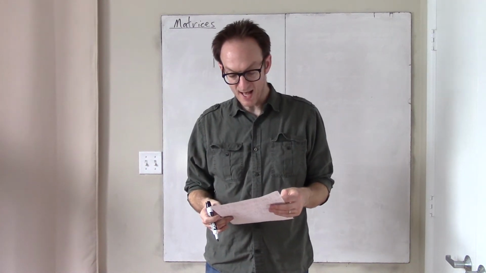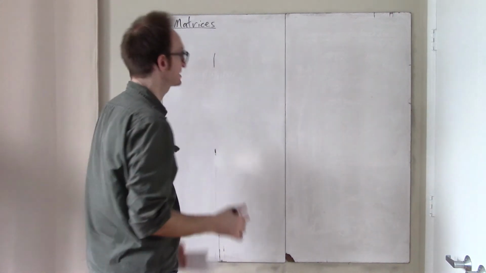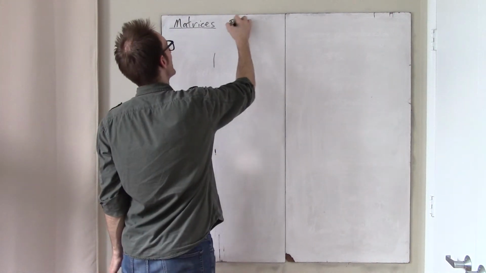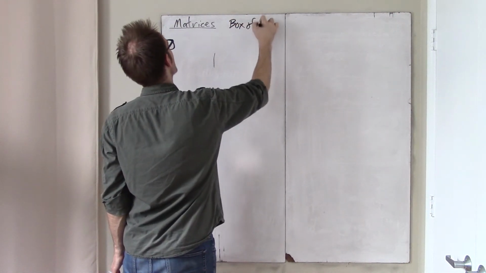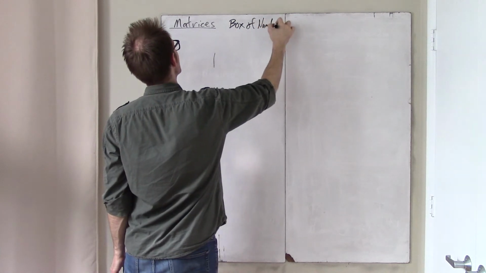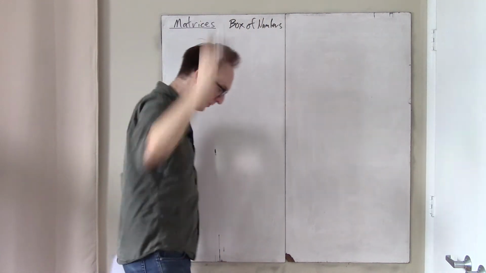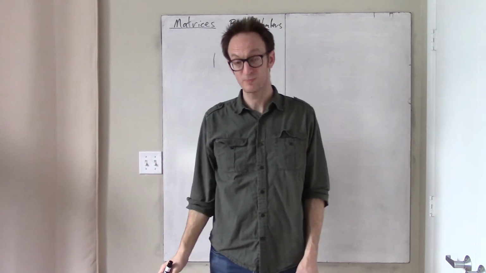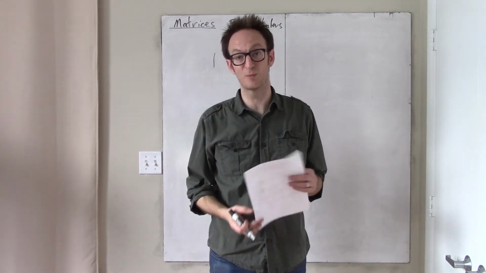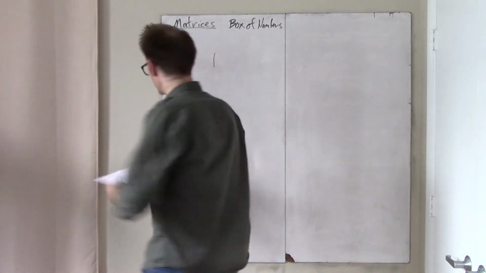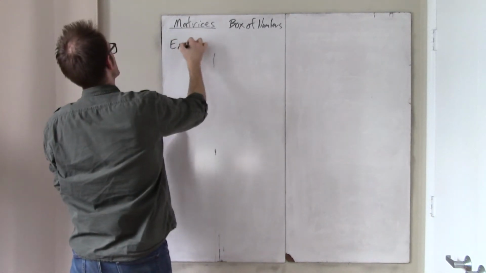Okay, the first answer is, what is a matrix? It's just like a box of numbers. And what can we do with the matrix? One thing we can do with the matrix is do Gaussian elimination a little bit better. So, take this example. I'm going to give you an example right now.